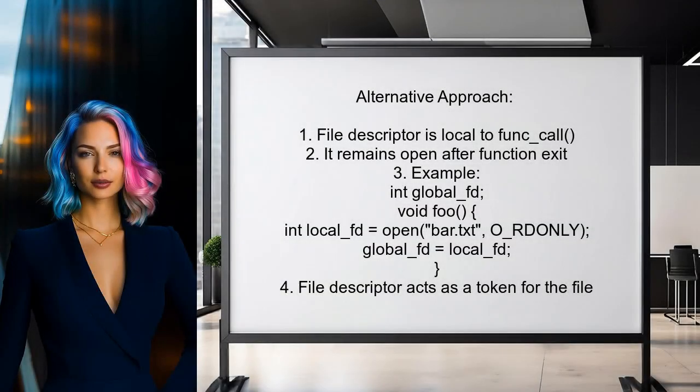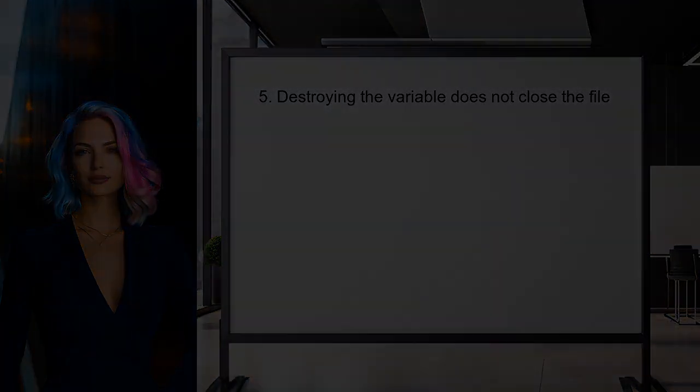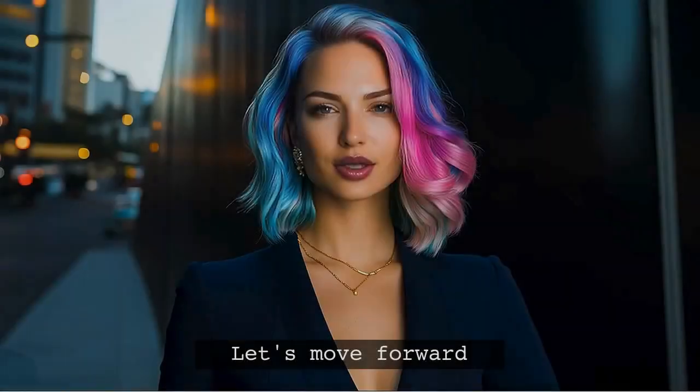This user explains that the file descriptor variable is local to the function, but it doesn't close the file when the function exits. They illustrate this with an example where a global file descriptor retains its value even after the function ends. The key point is that the file descriptor acts like a token for the file, and destroying the variable doesn't close the file itself. Let's move forward and look at another answer.